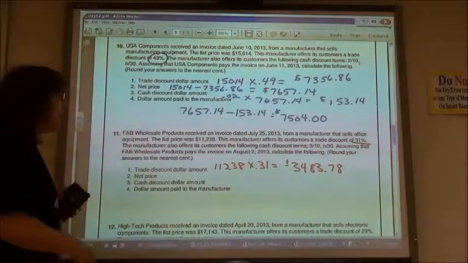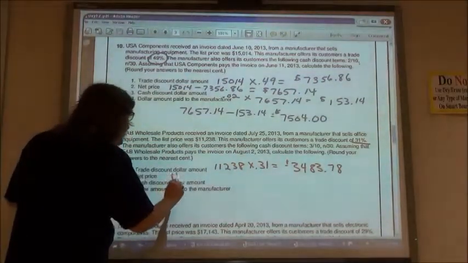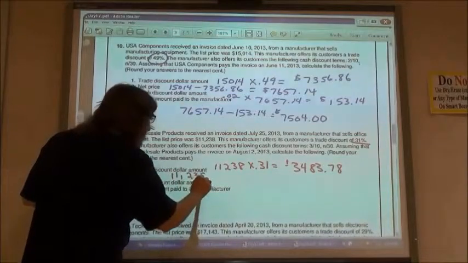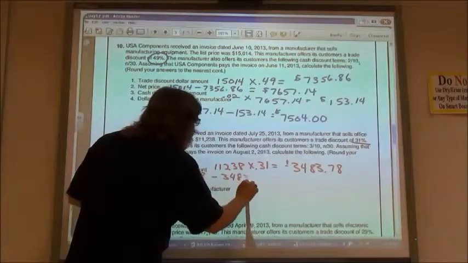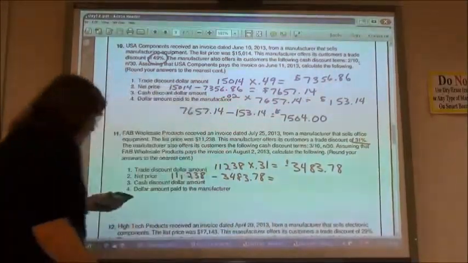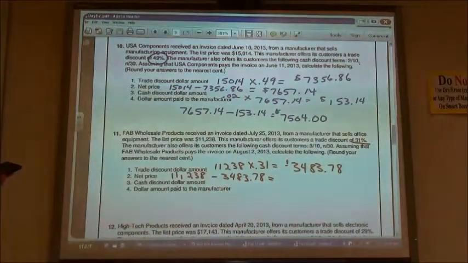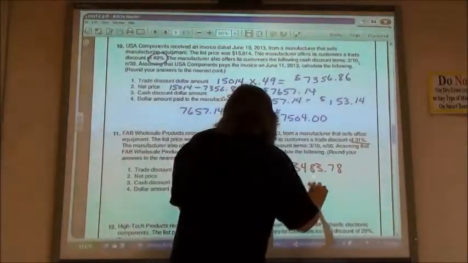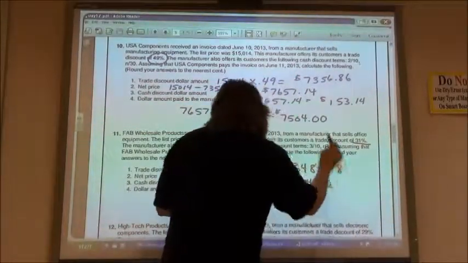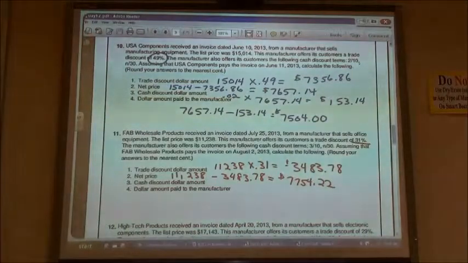I need to find the net price. So I'm going to take the full price, the $11,238, and subtract off my discount, $3,483.78. If I go ahead and do that, I get $7,754.22. So $7,754.22 is the net price for the item that I'm going to purchase.